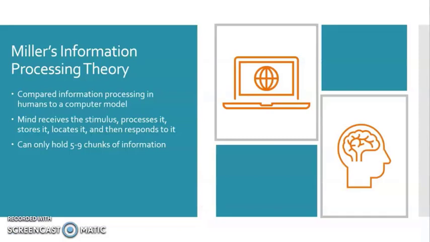Within Miller's information processing theory, he compared humans to the computer model. The way that the human mind works is similar to the way the computer processing model works. The mind receives the stimulus, or the information, processes it, stores it, locates it, and then responds to it, and can only hold 5 to 9 chunks of information at a time.